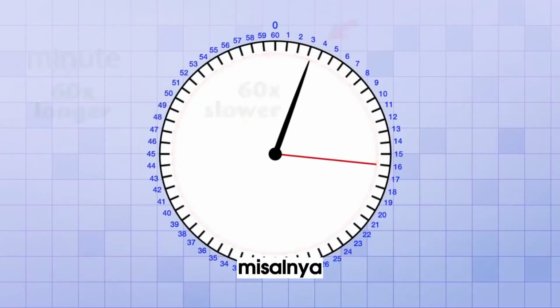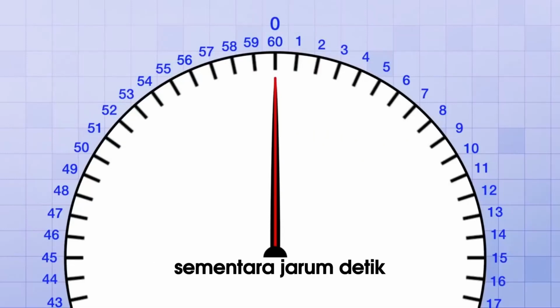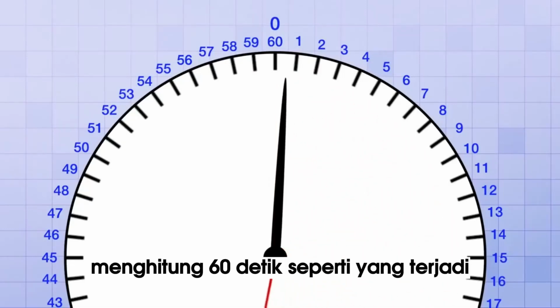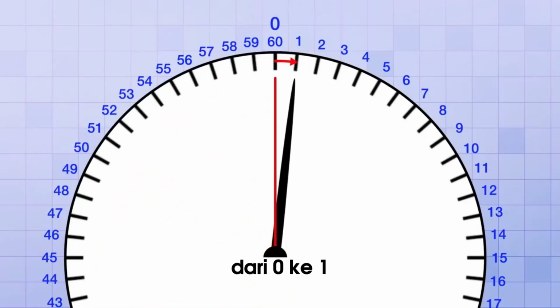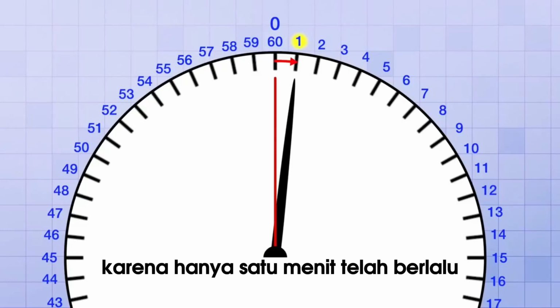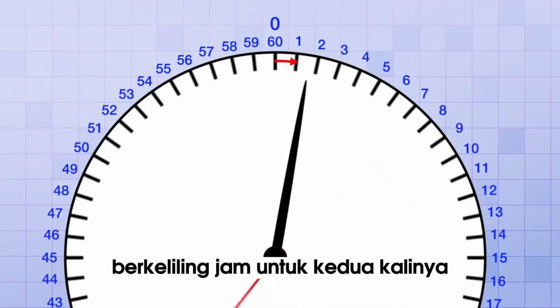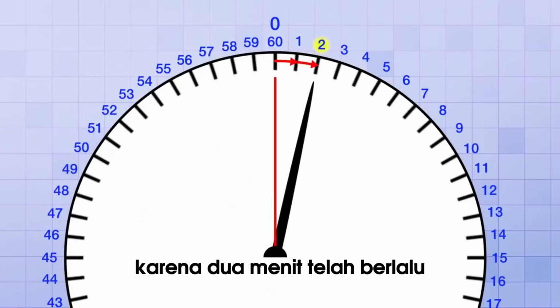For example, if both hands start straight up at the top of the clock, while the second hand travels all the way around the clock, counting out 60 seconds as it goes, the minute hand will only travel from 0 to 1, because only 1 minute has passed. Then, while the second hand travels around the clock a second time, the minute hand will travel from 1 to 2, because 2 minutes have passed.